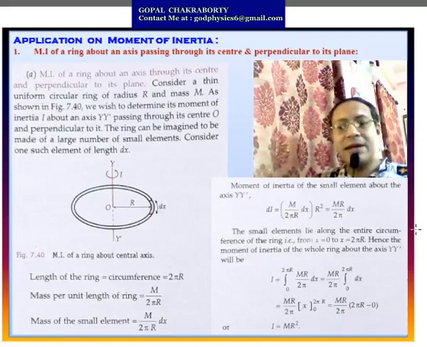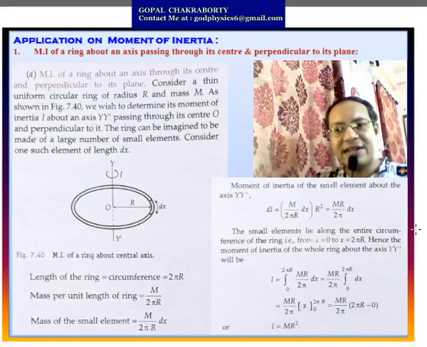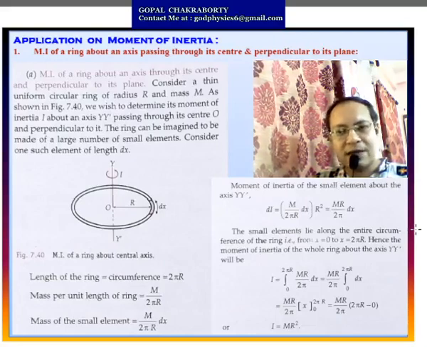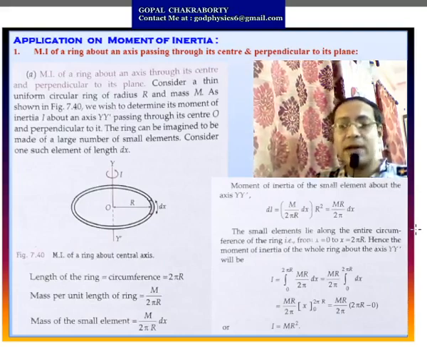Here I have shown the integration. It gives M r by 2 pi times the integration of dx, with limits 0 to 2 pi r. The integration of dx is simply x, with upper limit 2 pi r and lower limit 0. If you substitute these values, you get capital I, the moment of inertia of the whole ring about the axis passing through its center, Y dash, which equals M r square.